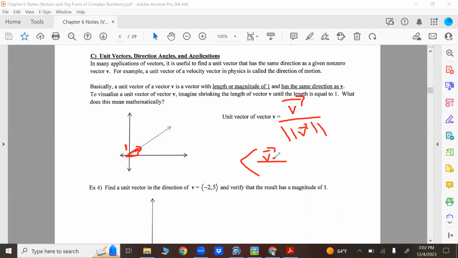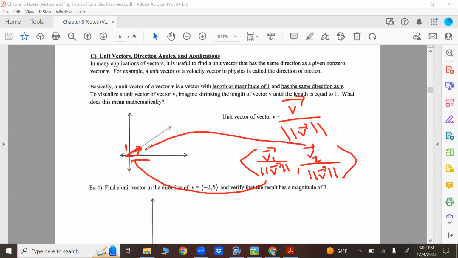So you can think of it like this: V1 over the magnitude, and V2 over the magnitude. Where this would be right here, and this would be right there. That's what's going on with the unit vector.